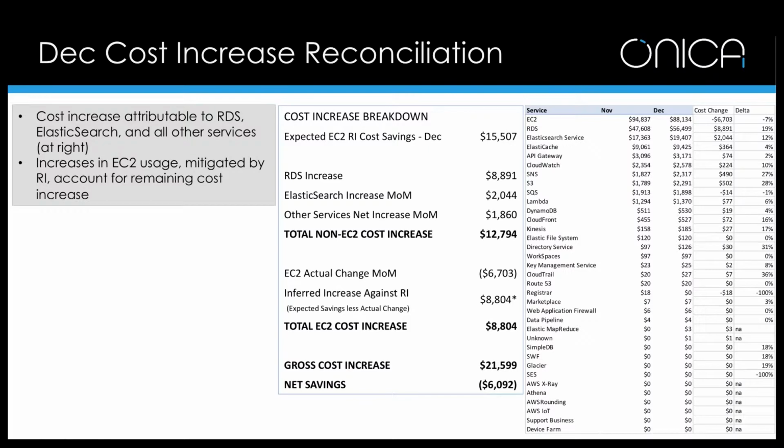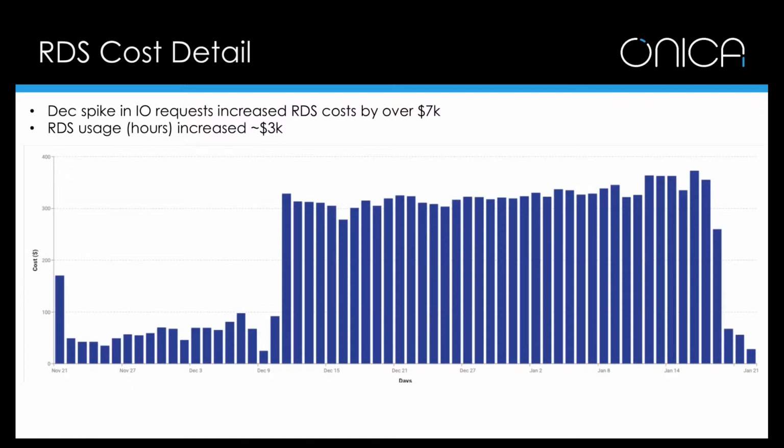When our team did some investigations, we were able to track the cost increase to RDS, Elasticsearch, and other services' increased usage and costs, as well as an increase in EC2 usage, which was mitigated by this RI purchase. When we dove into the RDS costs, we were actually able to see that there was some normal and somewhat expected increase in RDS usage, which increased their cost by about $3,000 month over month. This seemed normal and not out of line with expected usage increase or even seasonality.